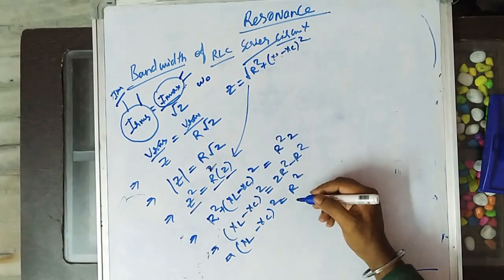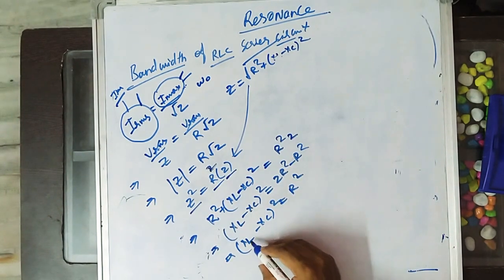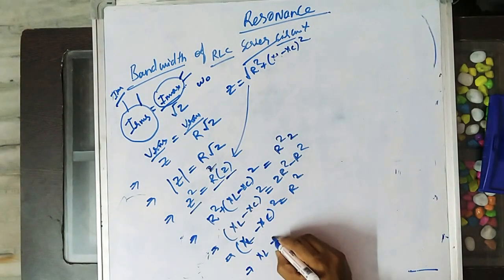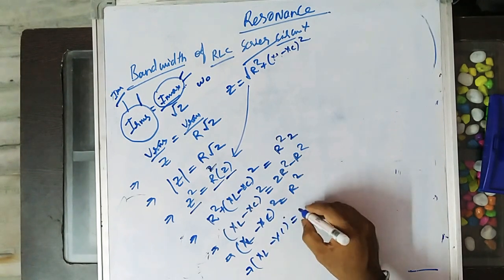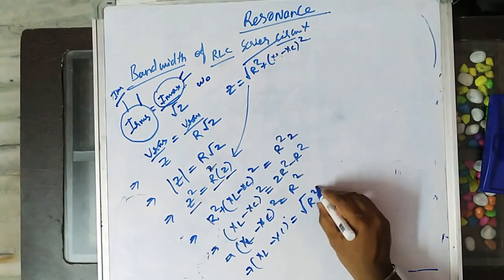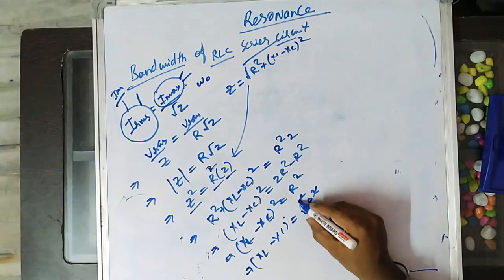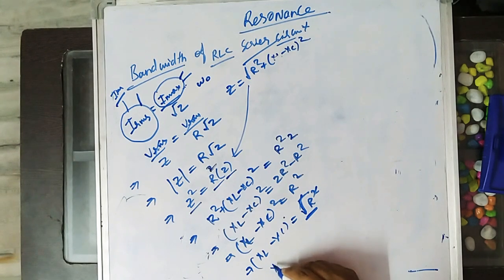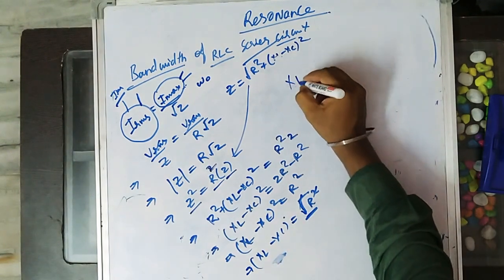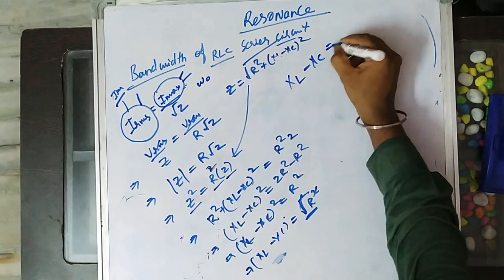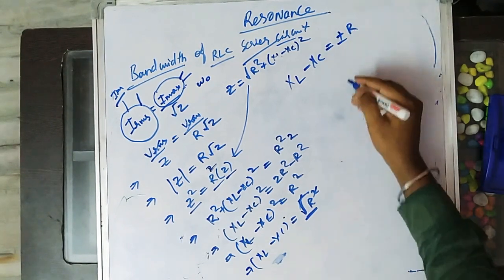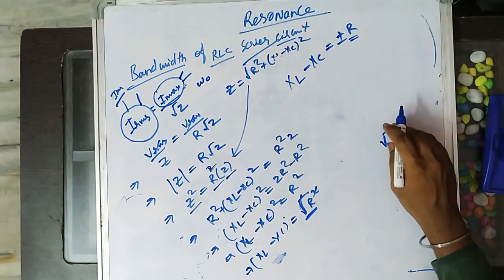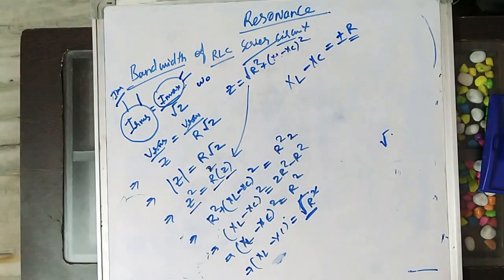So now if you want XL minus XC, you take the root there: XL minus XC equal to root of R square. So anything root of R square we can write as plus or minus R. So in general, finally I need XL minus XC in the form of plus or minus R. Okay.